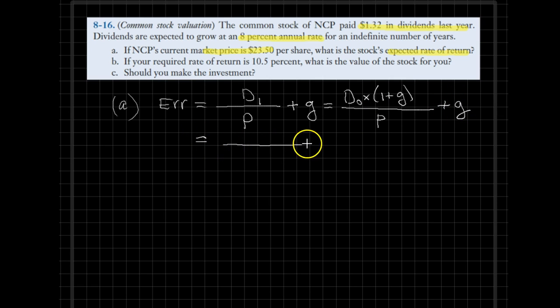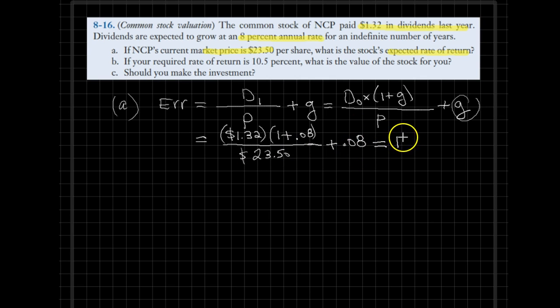Plugging in the figures given in the problem, we know that dividends in the previous year were $1.32. 1 plus the growth rate is expected to be 8%, and the price is also mentioned as $23.50. Plus, we need to make sure not to forget to add back the growth rate figure at the end. Executing these operations and performing the calculation, we come across this value of 14.07%.